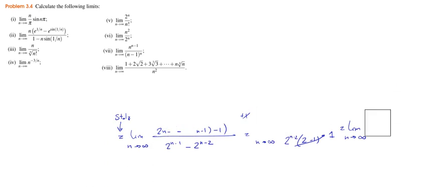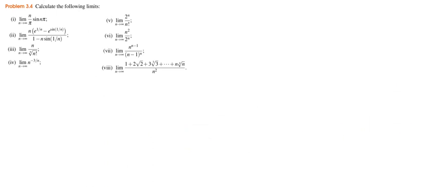Okay, let's do 7. The limit when n goes to infinity of n to the n minus 1 over n minus 1 to the n. So you could try to apply many different tools here, but it's easy to just operate with this directly.